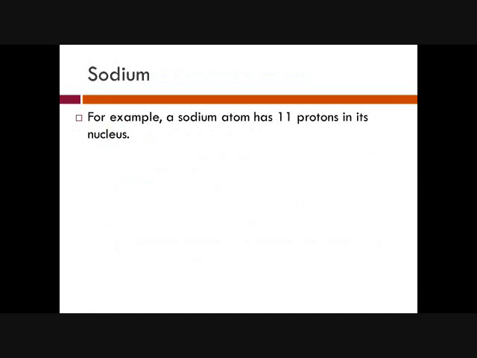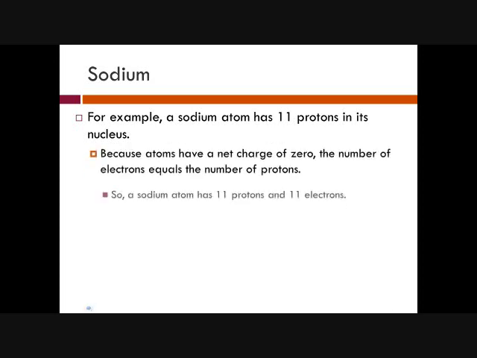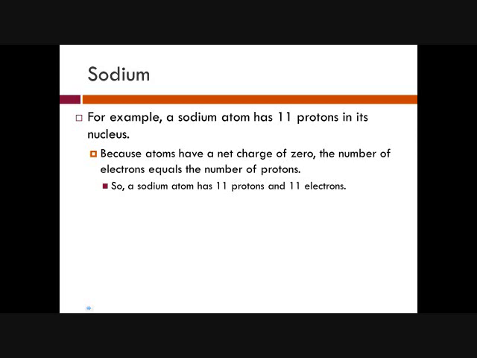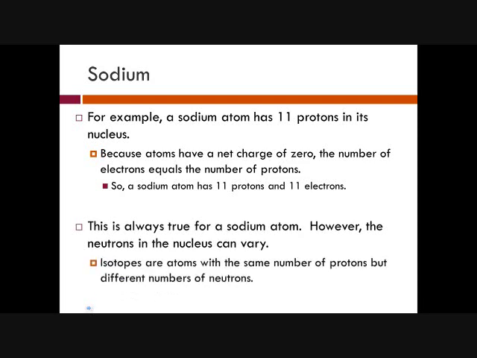So if we look at sodium, its atomic number is 11, so it has 11 protons in the nucleus. Because atoms have a net charge of 0, that means that in a neutral atom, the number of electrons is equal to the number of protons. So a sodium atom has 11 protons and 11 electrons. This is always true for sodium. However, the neutrons can change. Isotopes are atoms with the same number of protons but a different number of neutrons. I feel like we mentioned that before, like last week, but just a refresher on what isotopes are.